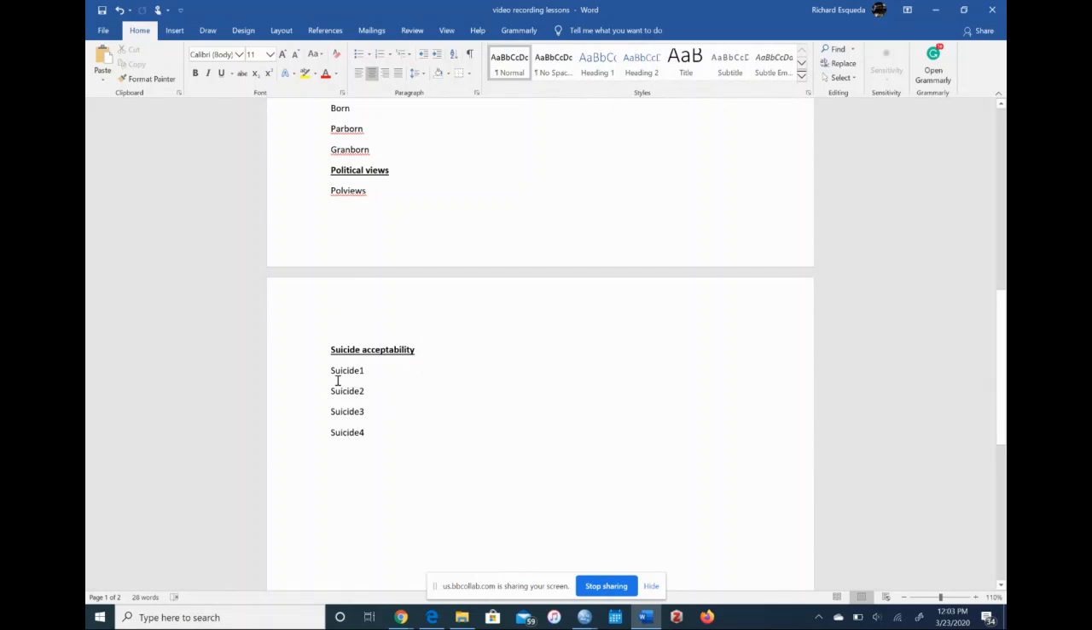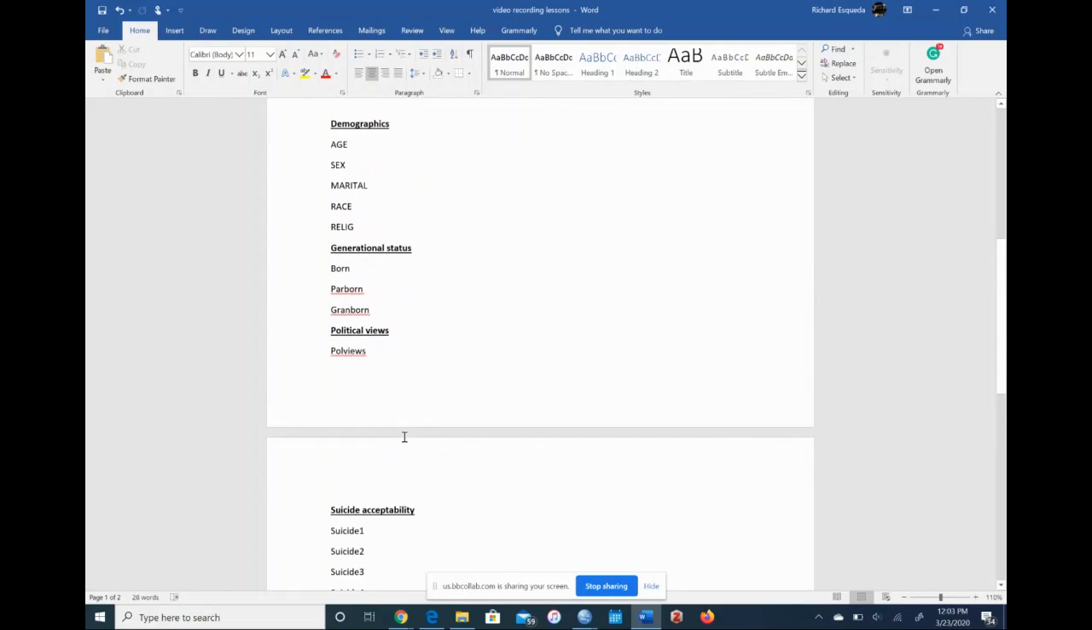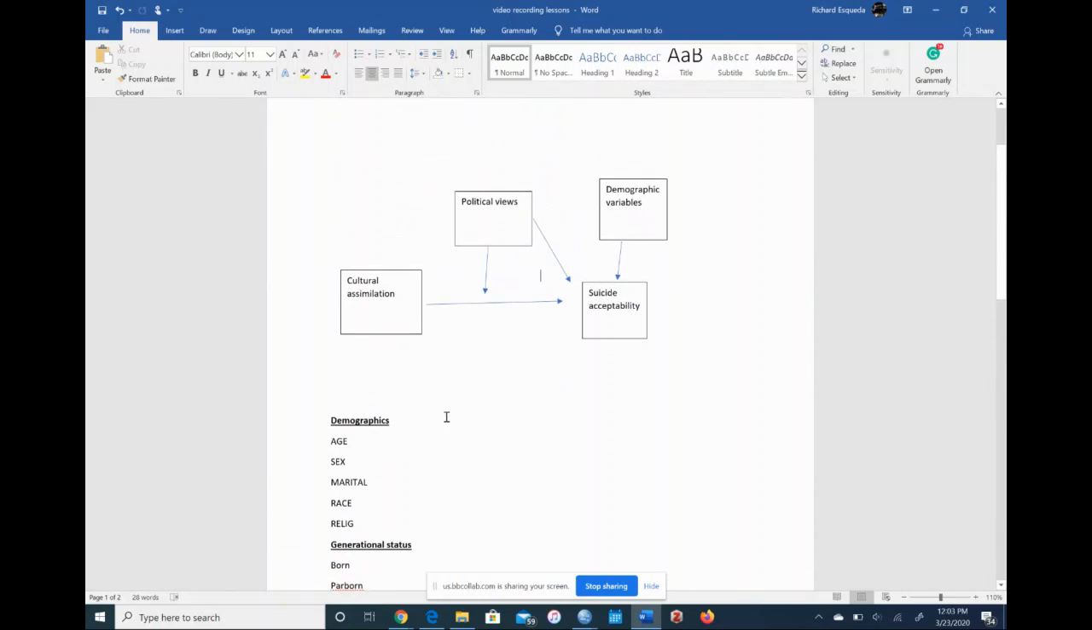And now for my last concept, which is suicide acceptability, I use 4 different variables. And these variables ask the respondent if they are okay with an individual who committed suicide because they had an incurable disease, because they were bankrupt, because they dishonored the family, or if they were tired of living. Okay, so to summarize, these would be the variables that I would be using to measure the concepts in my theoretical model.